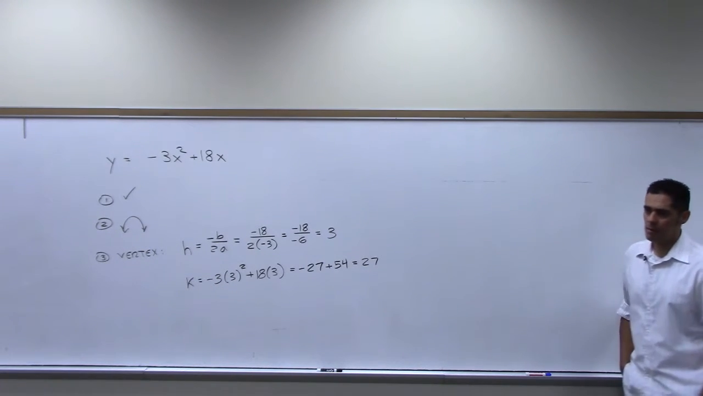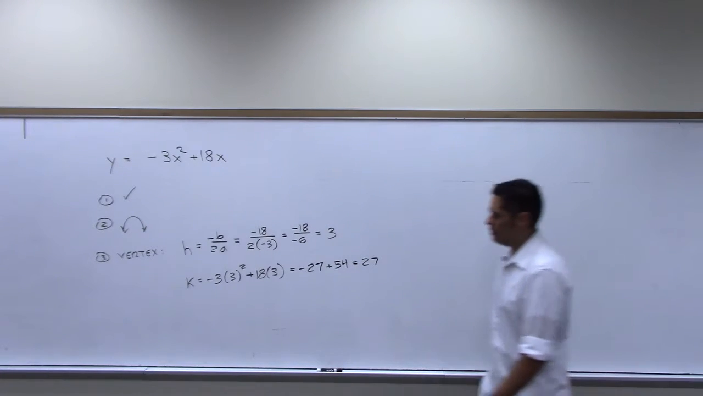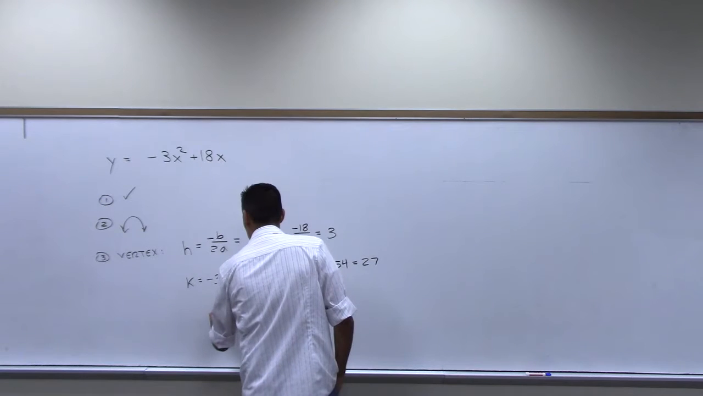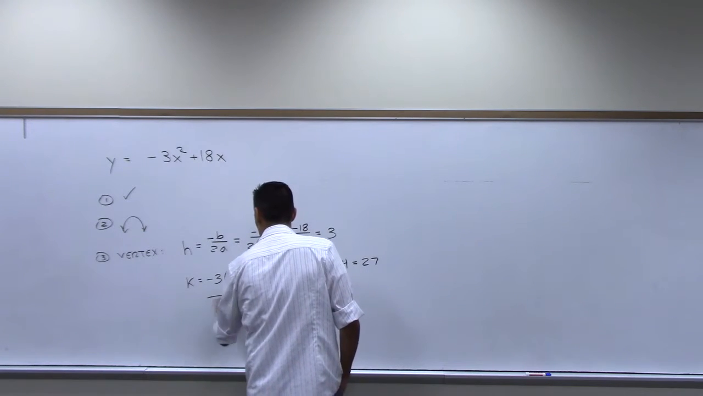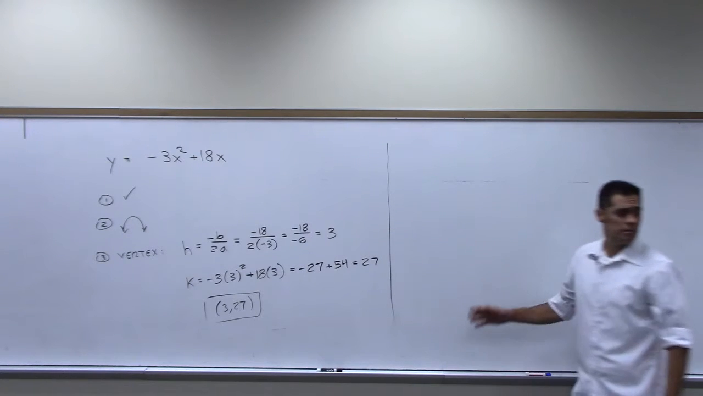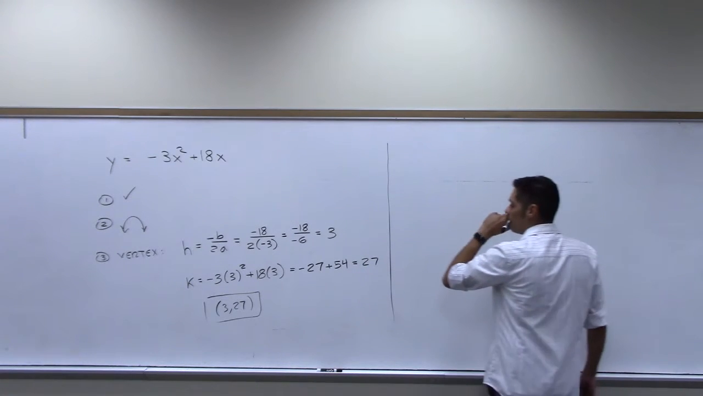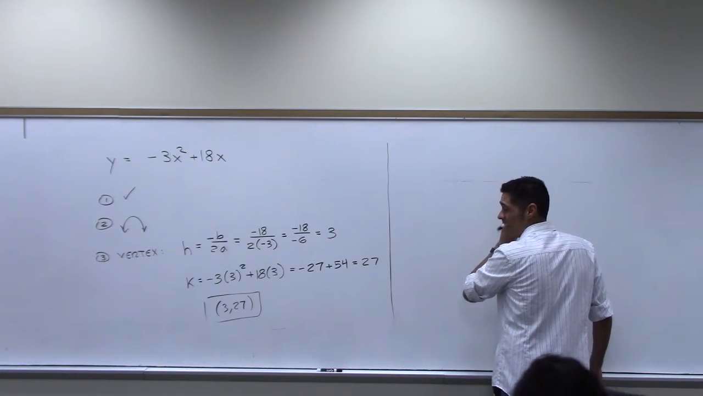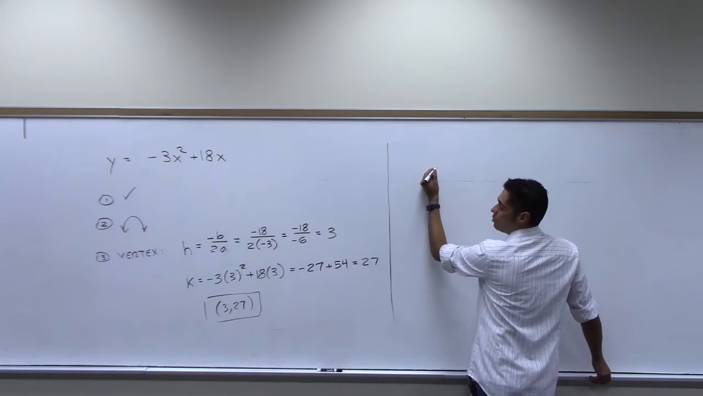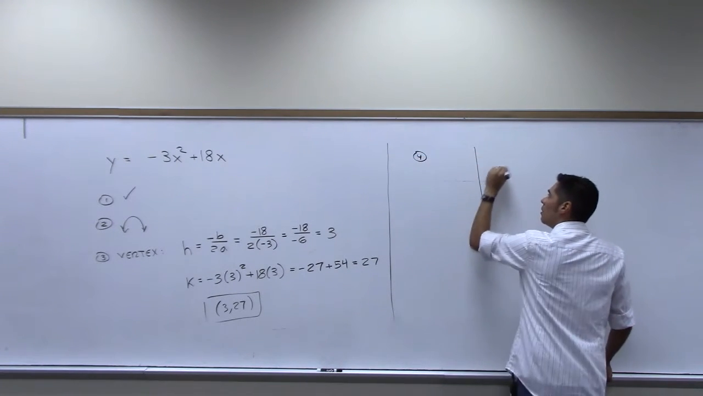Questions? Vertex is (3, 27) is the point. (3, 27). Is everyone good? I know I'm working through this one a little quicker, but I'm trying to get to what I want to talk about here today. What am I doing? Step 4? Picture. Quick picture.